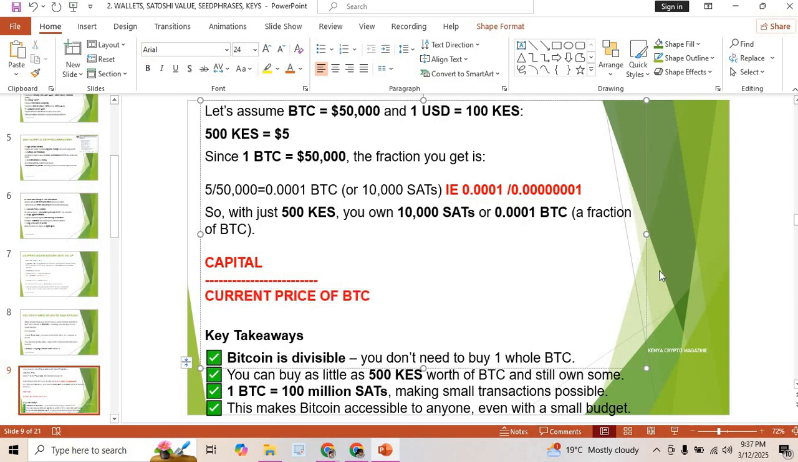So the key takeaways when you're discussing the Satoshi value is that Bitcoin is divisible, so you don't need to buy a whole BTC if you cannot afford it, but you can accumulate them with those fractions that you've discussed. Then you can buy as little as 500 Kenya shillings worth of BTC and still own some BTC. Then 1 BTC is equal to 100 million Satoshi, making small transactions possible. Then this makes Bitcoin accessible to anyone, even with a small budget.